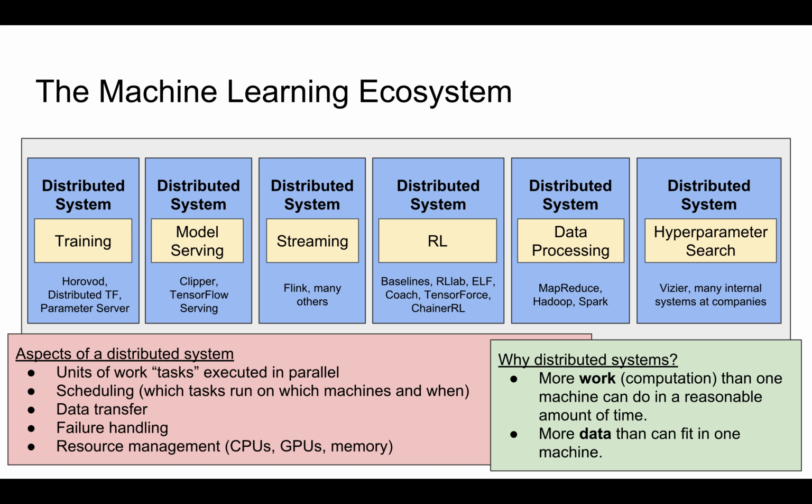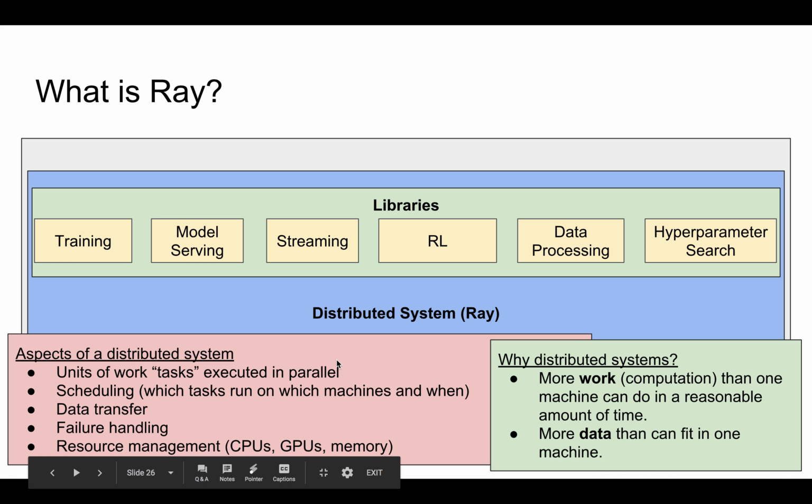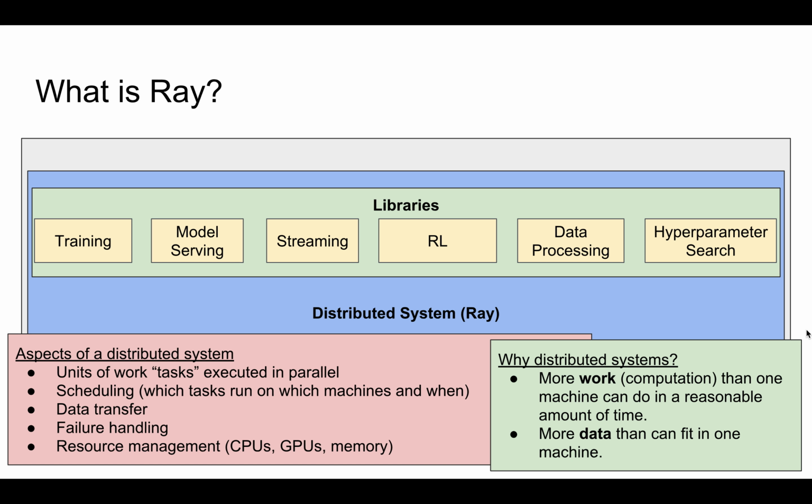So in the same way that in a Python application you might be able to import NumPy and Pandas and use all those together very easily, we'd like to make it easy to, on top of Ray, import our library for training and our library for data processing and reinforcement learning, and just use these all together. And the underlying system would take care of these standard distributed systems challenges, and so the applications wouldn't have to worry about that.